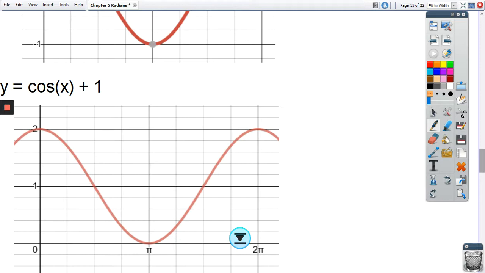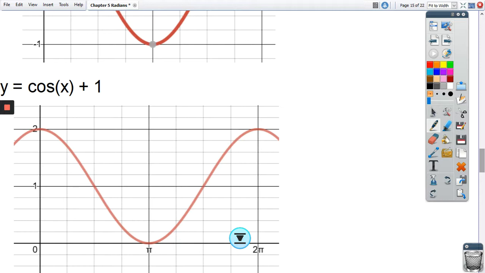It's a translation in the y direction by 1 unit. Or you can say translation parallel to the y-axis by 1 unit. You can't say a translation in the y-axis by 1 unit. You can't mix up the two. But if you say a translation in the y direction by 1 unit, that would get you the marks in an exam.